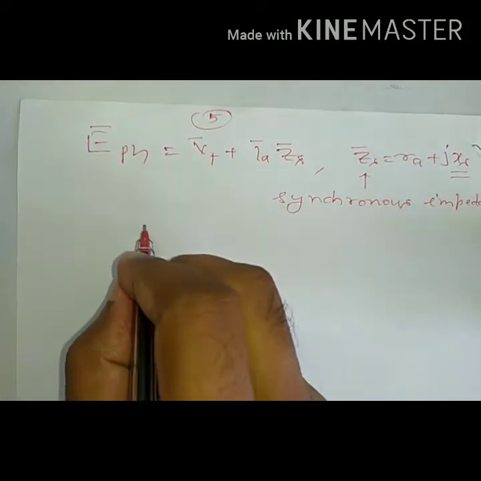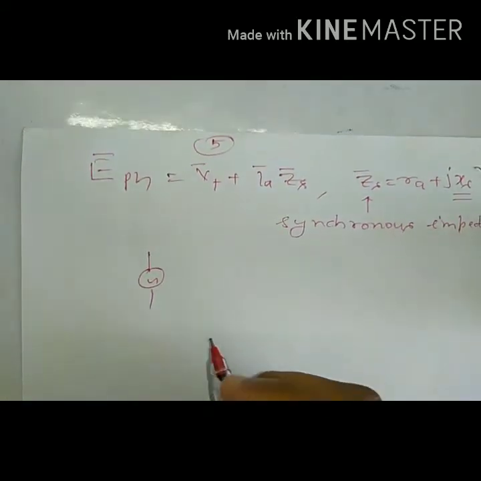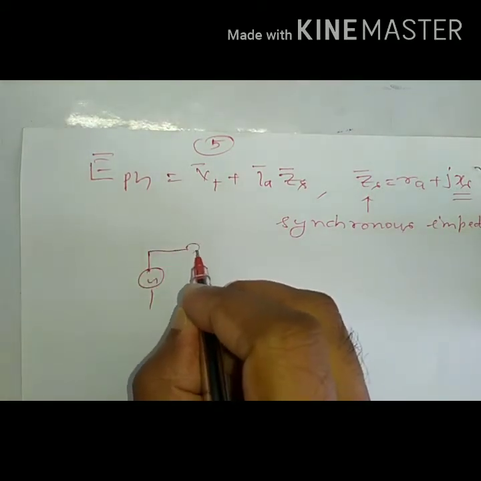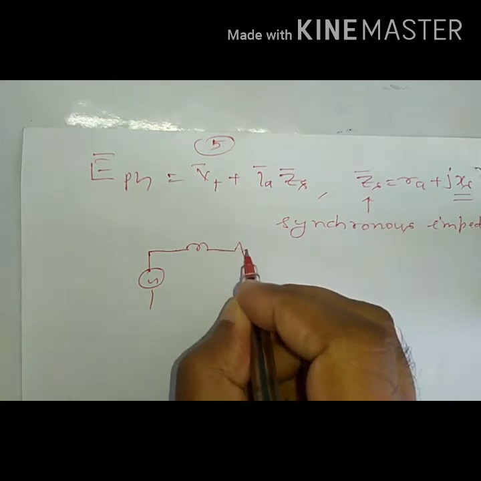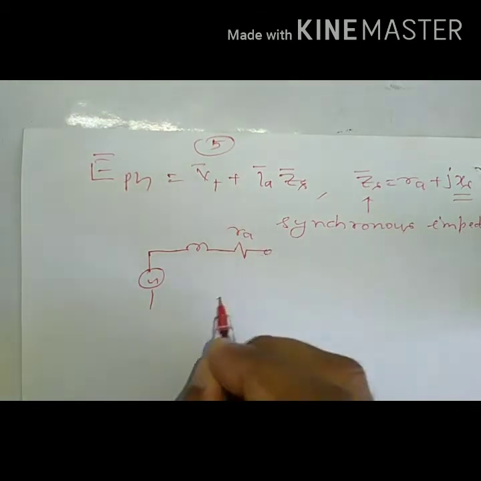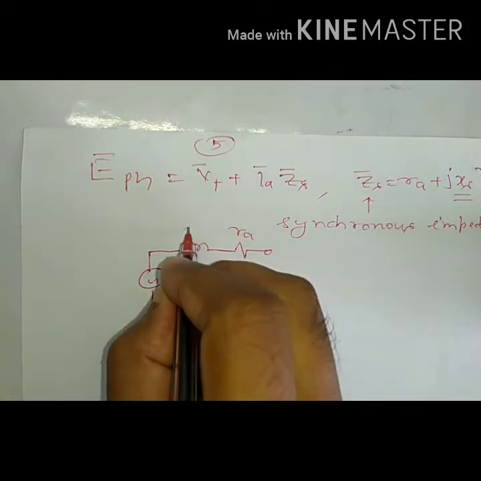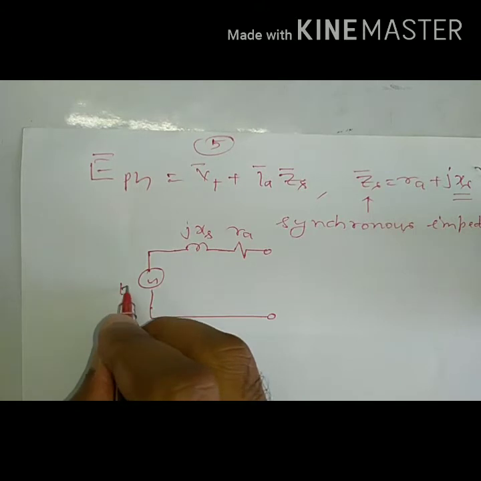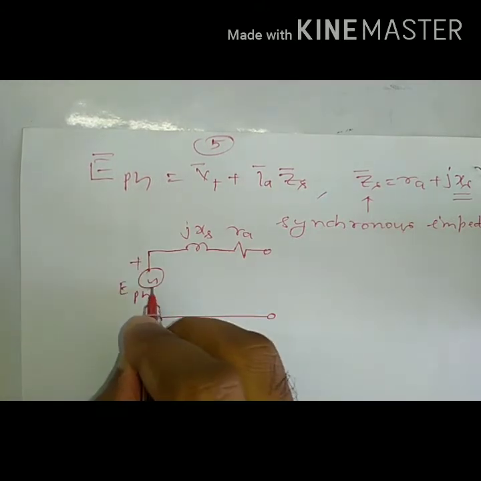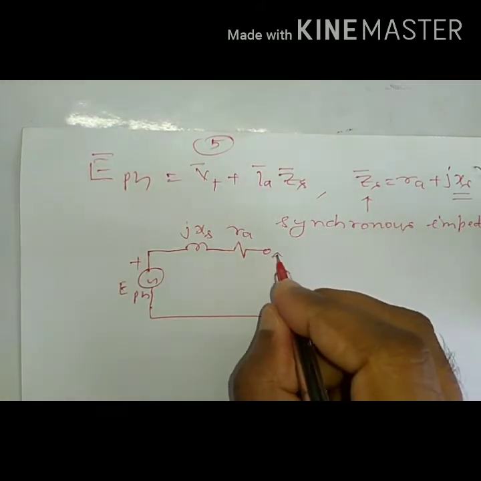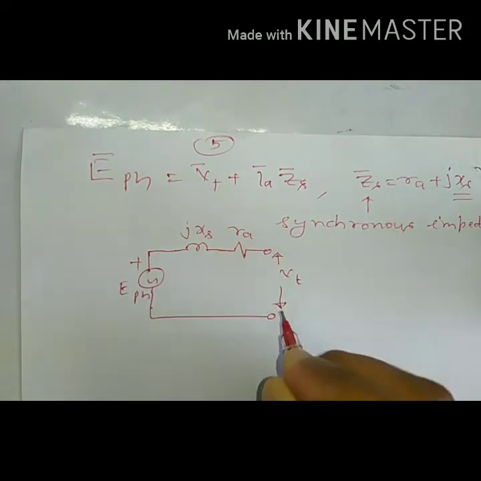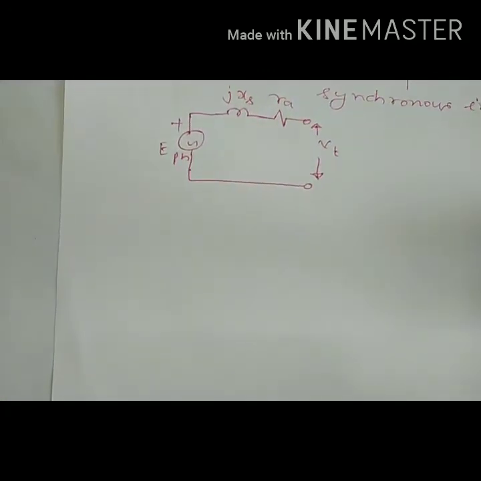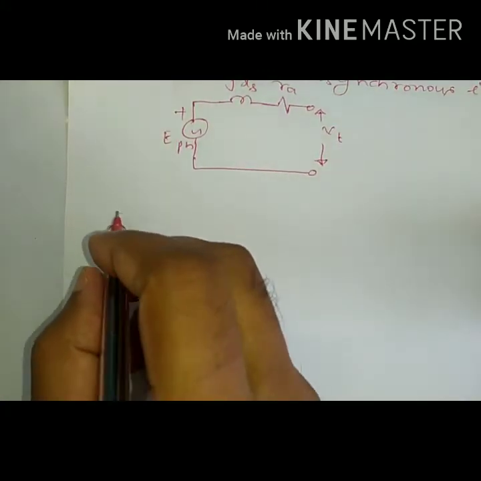In a simple manner I can draw the equivalent circuit of the machine as reactance and resistance. This is Ra, the armature resistance, and this is JXS, the synchronous reactance, and here we have EPH, one cycle positive. The terminal voltage will be here. So based on this equivalent circuit, I am in a position to draw phasor diagrams at different power factors.